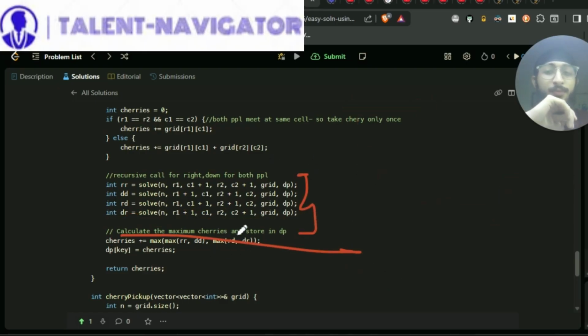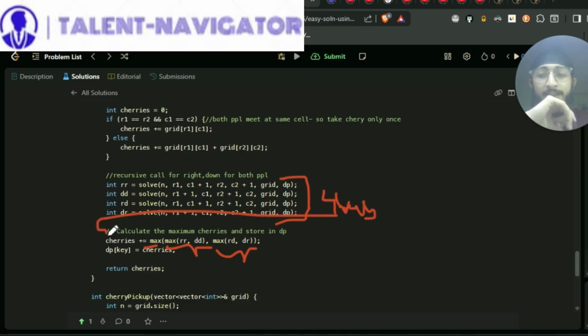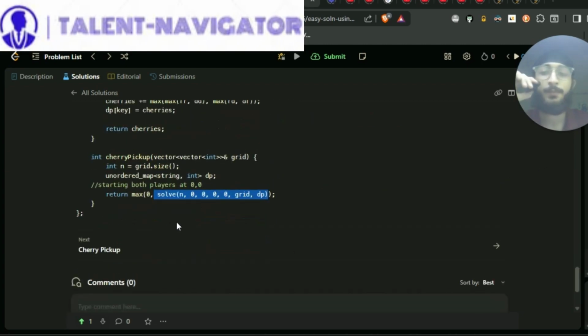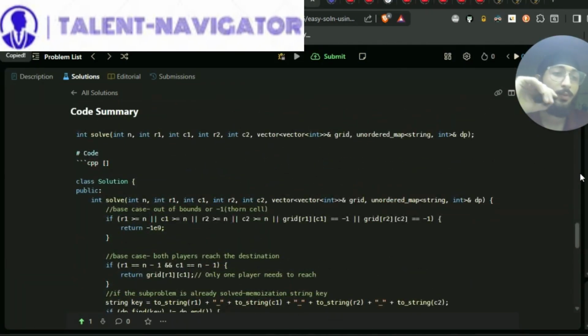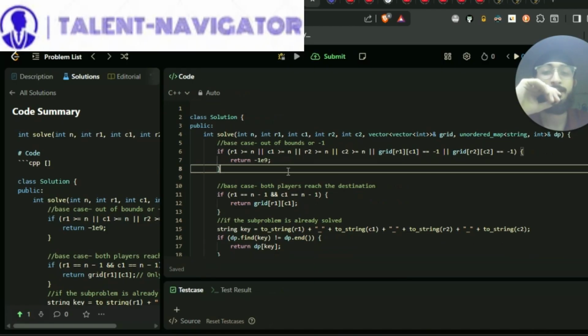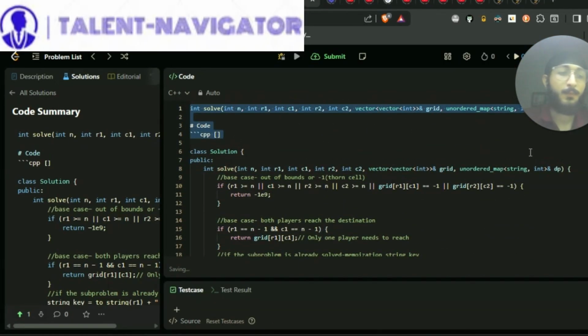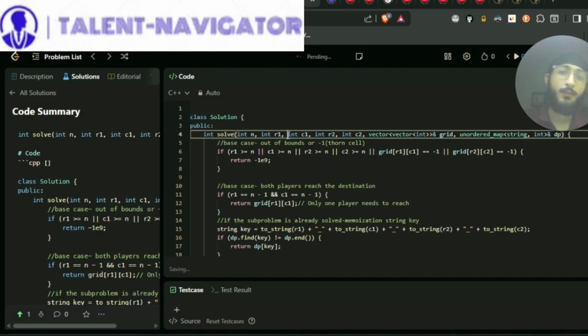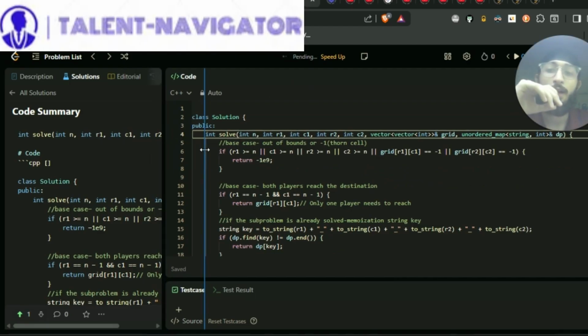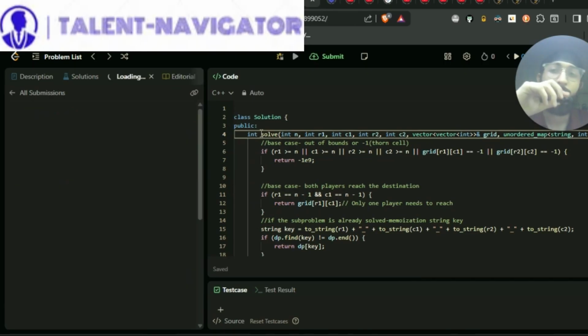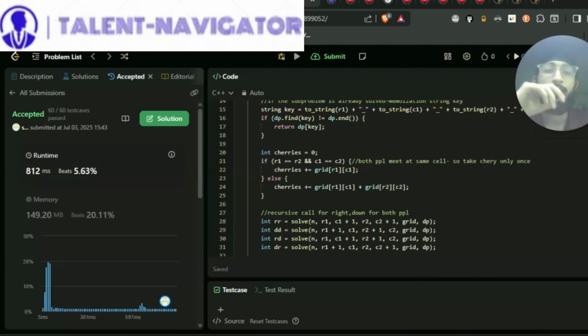After that, we calculate the maximum cherries and store it in DP. So cherries plus equals the maximum of all these 4 values, and we store it in DP of key. Finally, we return cherries as the answer. So that's it about this video. Let me show you whether it's getting accepted or not. Right, I have submitted it, and yes, it has been accepted.